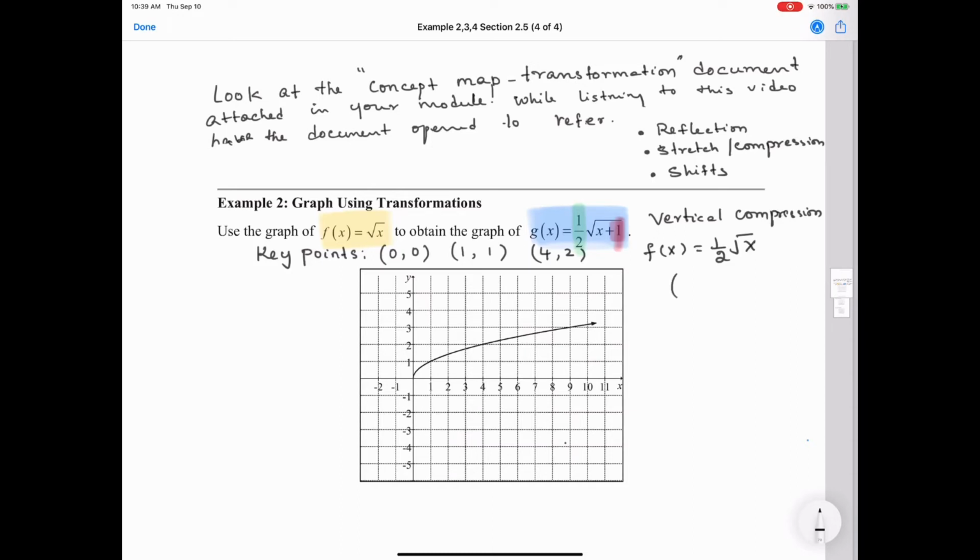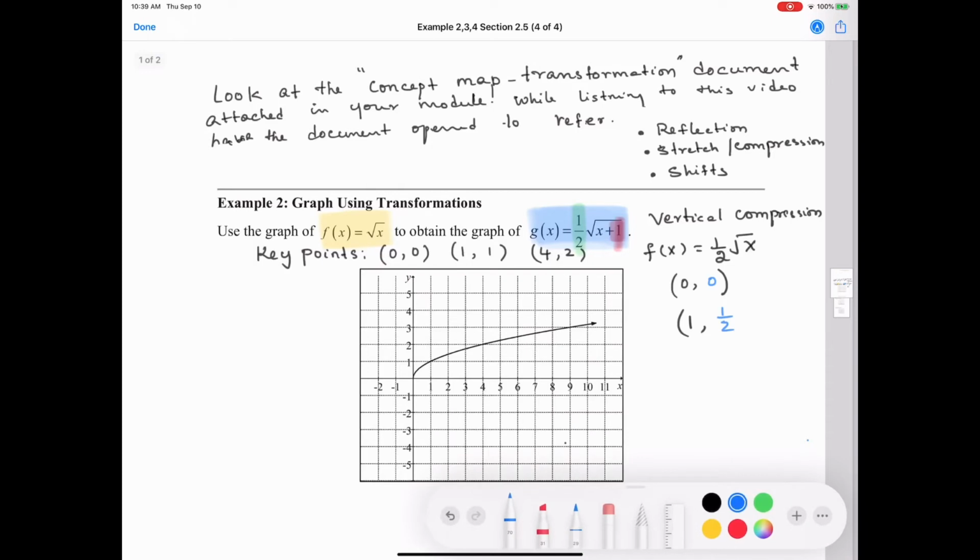So 0, 0 times 1/2 would be, let me use another color, 0. So nothing happens on the first one because you're multiplying half to a 0. The second point is 1 comma 1. If I multiply a half, it becomes a half. And the third point would have been 4 comma 2. If you multiply half to 2, it would become 1. Okay, so this particular transformation is the vertical compression.